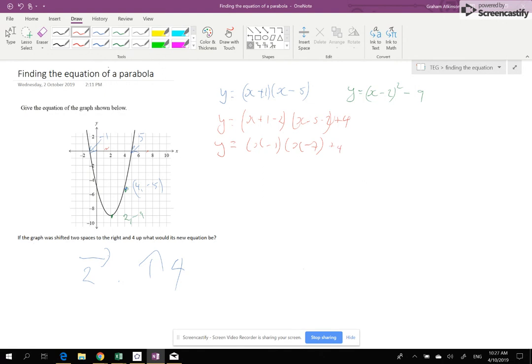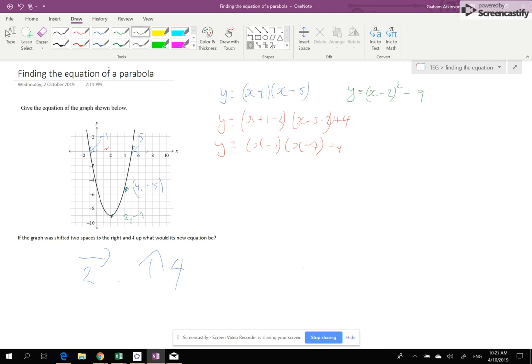Now I could expand that bracket out and find it as just an x squared plus a number x plus a constant, but I could leave it exactly the same as that. Okay, so it's not a neat equation, but it's still the correct equation of that graph.